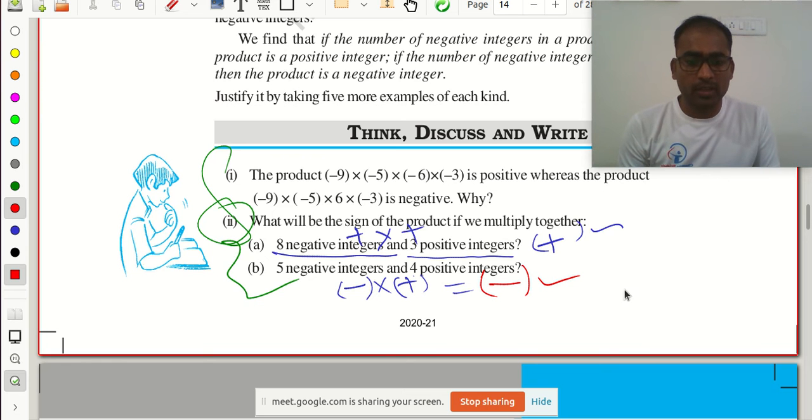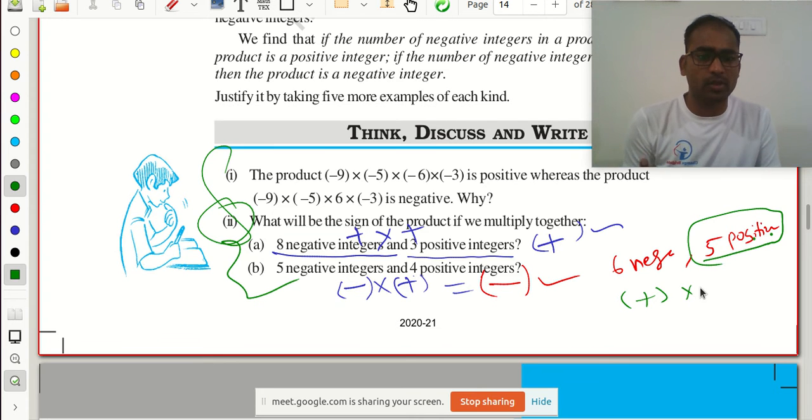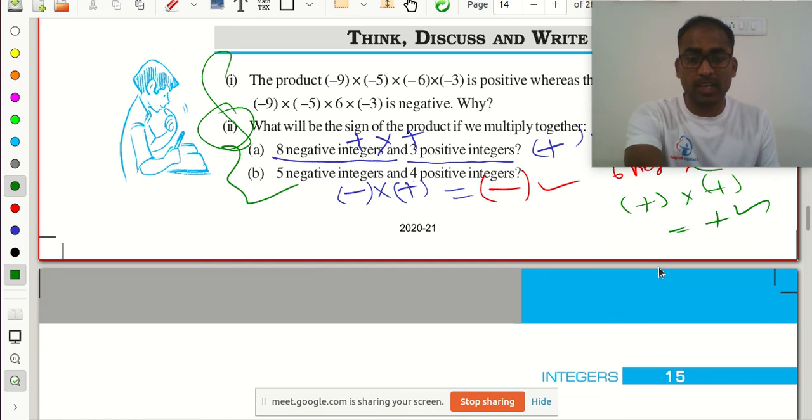If I multiply 6 negative integers and 5 positive integers. Sir, for 6 it will be positive, sir. After 5 it will be negative, sir. No, 5 positive only, brother. I told here positive integers means it will be positive only. I did not tell here 5 negative. I told here 5 positive. So it will be positive only. So plus into plus, plus. Clear now? Or shall I explain one more example?